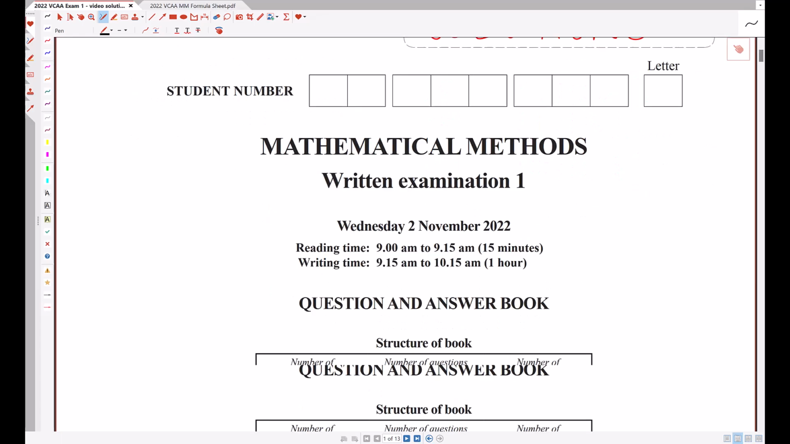I would like to add some of the Northern Hemisphere solutions, but time's at a bit of a premium at the moment, so apologies if I don't get to those, but I'll definitely do exam 1 and exam 2 from 2022. Okay, so exam 1 from 2022.